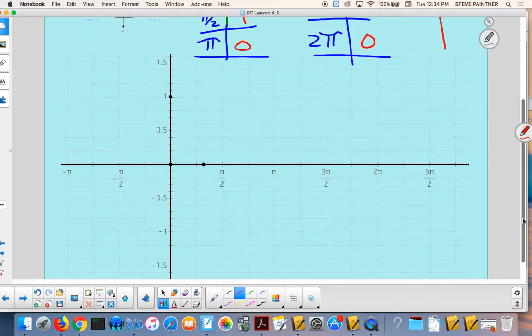So, looking at your graph, 0 went in, 0 came out. Pi over 2 went in, what'd you get out? 1. Pi went in, 0 came out. 3 pi over 2 went in, -1 came out. 2 pi went in, 0. Just looking at this graph, to connect the points, would you go like this, this, this? Yes, kind of makes sense. You just follow the points, right? That's how you did dot to dot. Remember those? Okay. Wave. It's a wave because here's the deal.